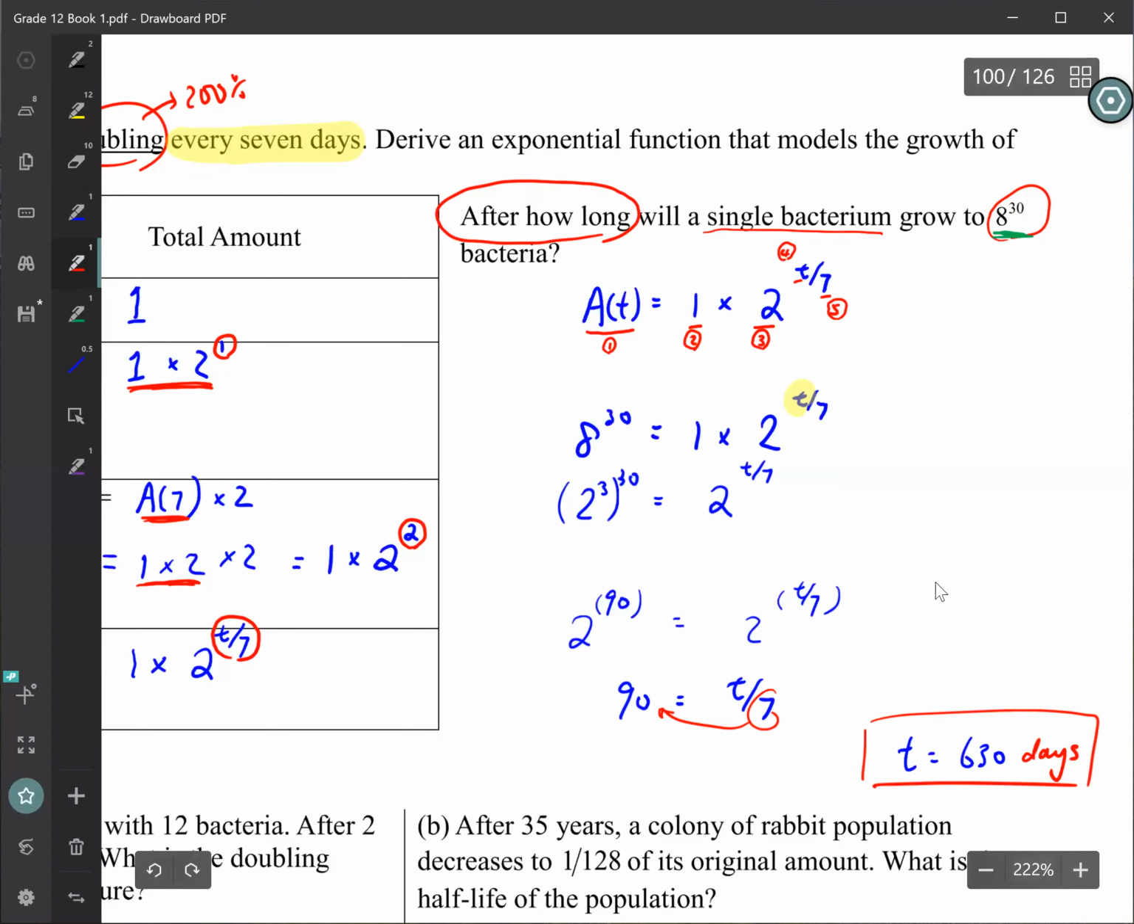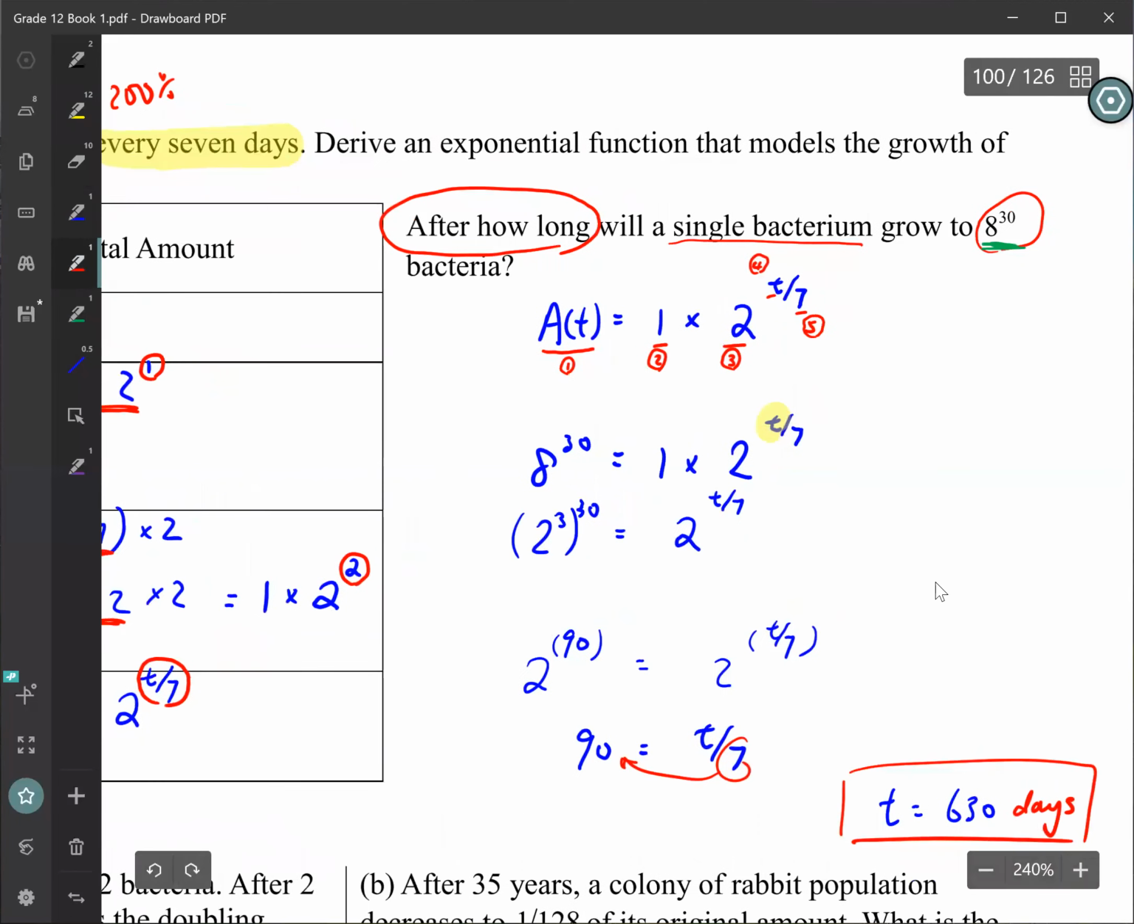Don't forget to write the units. To determine the units, you look at the denominator, okay? This part, the 7, and the time, they should both have the same units, okay? If they say it takes like 7 hours, then the answer will also be in hours. It will be 630 hours, okay? So they should have the same units. Okay, does anyone have a question about this example?